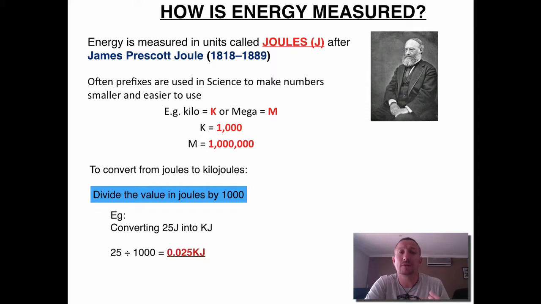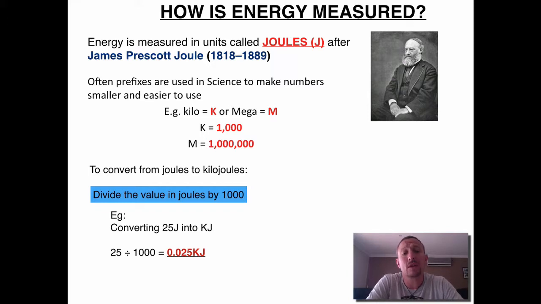Here we want to convert 25 joules and work out what it is in kilojoules. How many thousand joules of it is it? So all we have to do is to take our value. In this case, our value is 25, and we're going to divide it by 1,000. So dividing it by 1,000 basically gives us 0.025. Put it into your calculator if you're not sure. 25 divided by 1,000 comes out to 0.025.